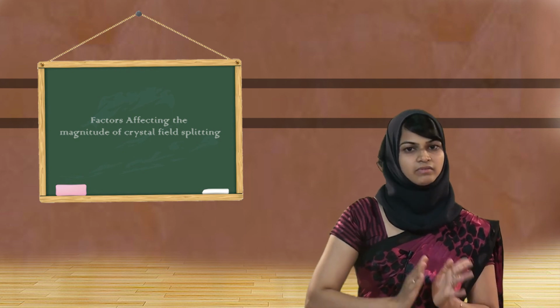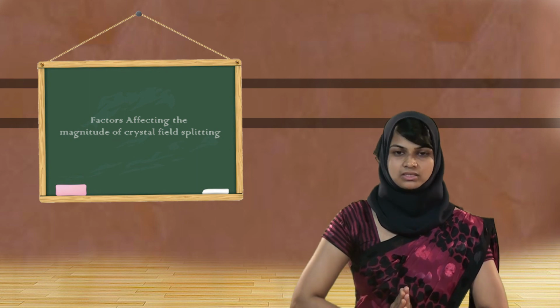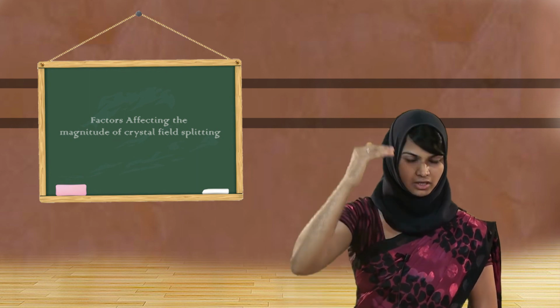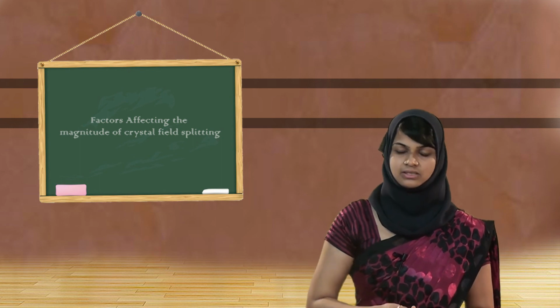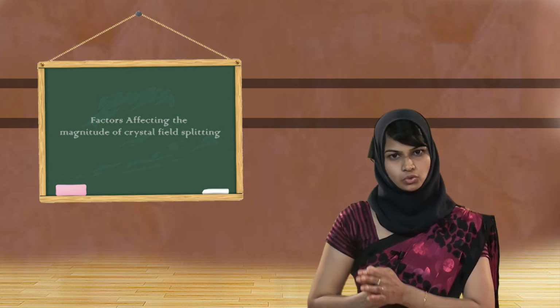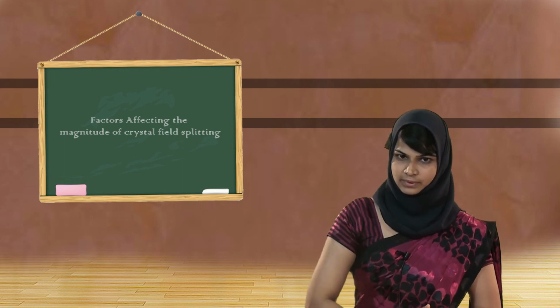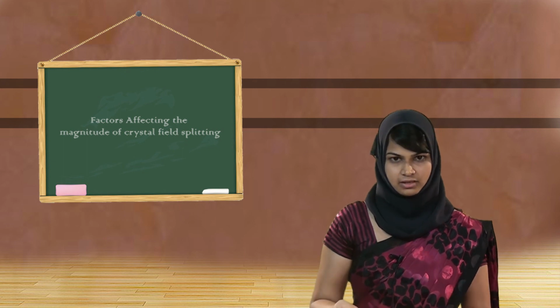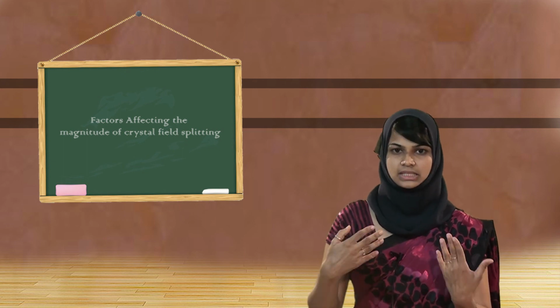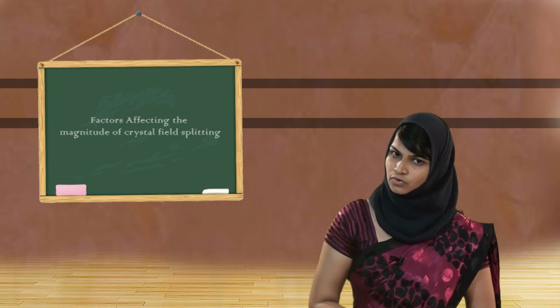So in octahedral, the pairing energy is always less than the crystal field splitting. Therefore we can conclude that in terms of the geometry of the complex, the octahedral gives rise to higher crystal field splitting than tetrahedral complexes. And these are the 4 factors which influence the crystal field splitting energy in all types of complexes.